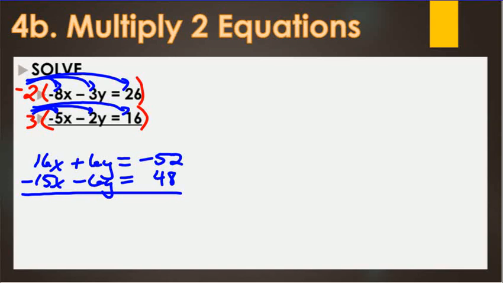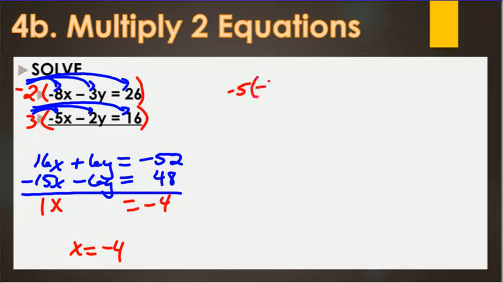And now you can see that my y's eliminate. I have 1x equaling a negative 4. So x would equal negative 4. And then I substitute that in there. I'll use the bottom one.